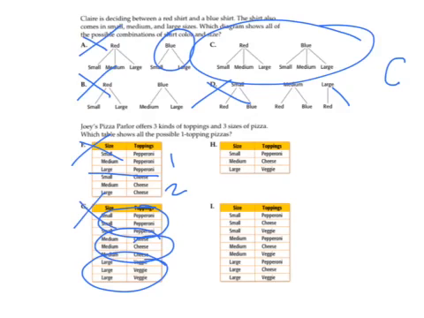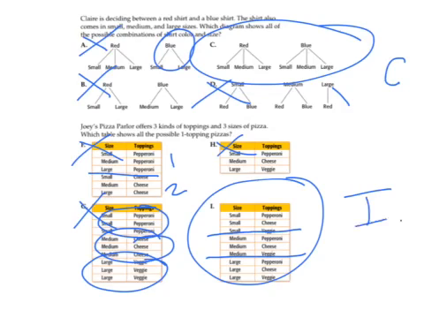Let's try H. We've got a small pepperoni, medium cheese, and large veggie. We do have all the sizes and we do have all the toppings, but we don't have all the possible combinations. So let's try this. Here we've got small pizzas in pepperoni, cheese, veggie, medium in pepperoni, cheese, veggie, and large in pepperoni, cheese, and veggie. That's the one, letter I. That's the one that's giving me all my options, all my sizes, and all my toppings. So that's what sample space looks like.